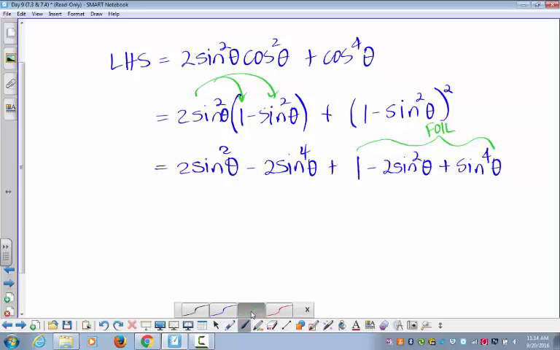So we have 1 minus sine squared. Actually, I'll do it with just an S. That'll be a little bit easier. So 1 minus sine squared times 1 minus sine squared. So first is 1. Outer is minus sine squared. Inner is minus sine squared. And last is negative sine squared times negative sine squared, which is positive sine to the fourth. Okay. So it's negative sine squared times negative sine squared. Anything else up there?